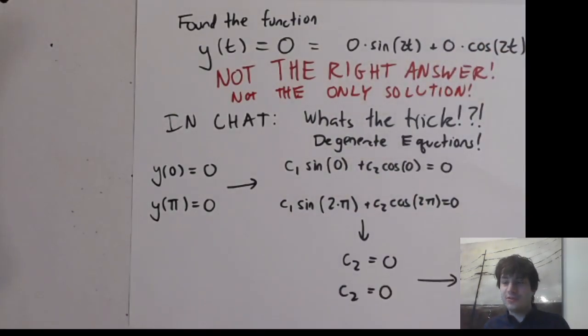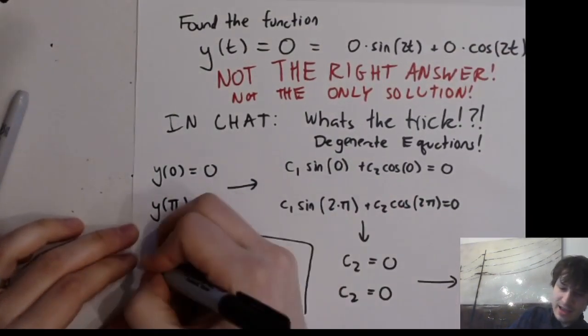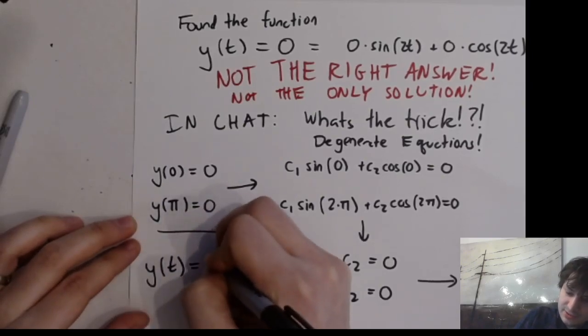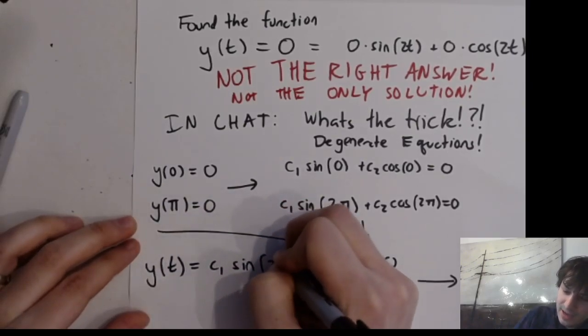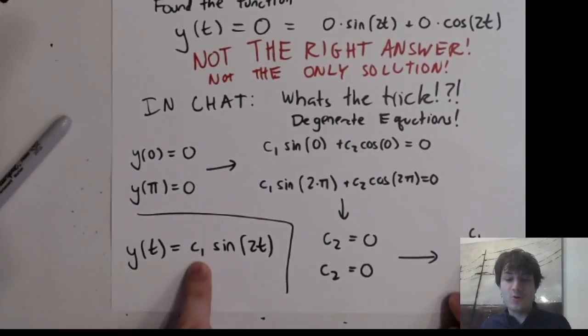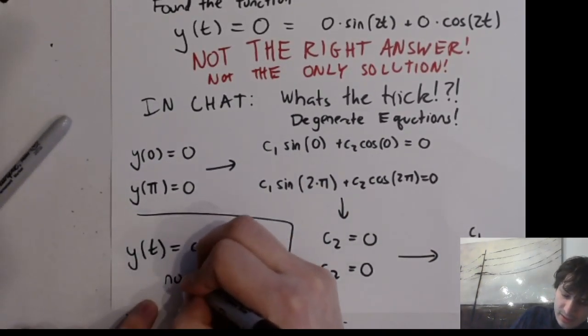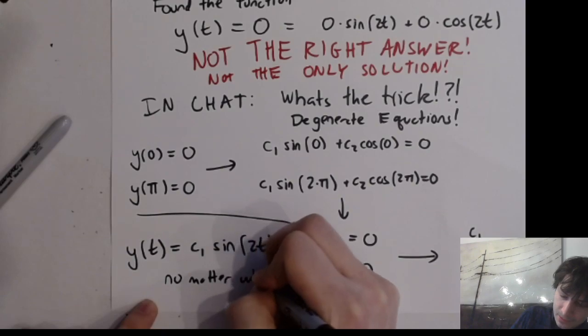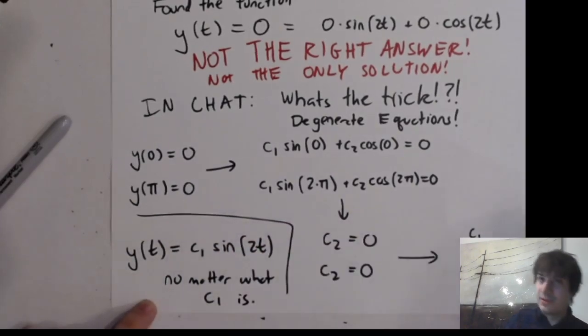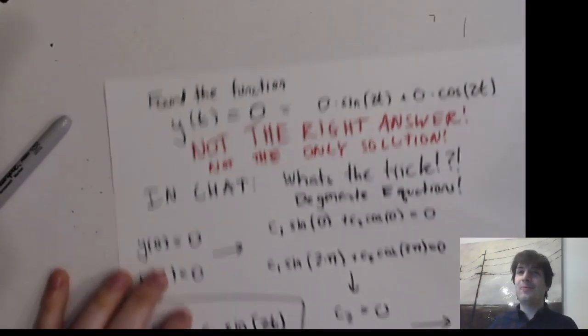So there are other solutions, and the other solutions are any multiple: y(t) equals c1 times the sine of 2t. That is always a solution, no matter what c1 is. So this is the only trick about boundary value problems.